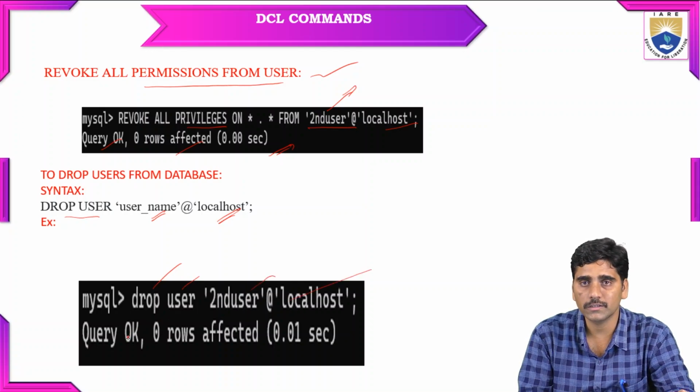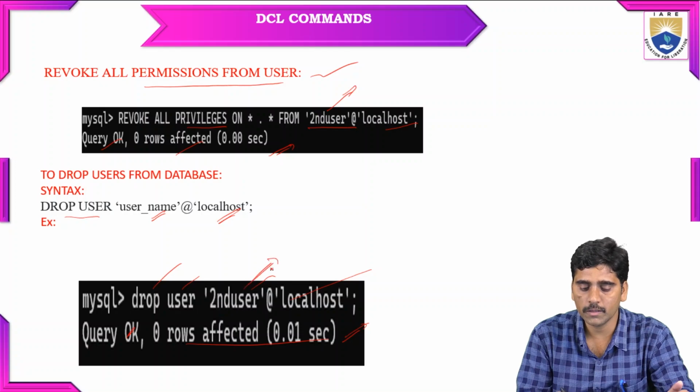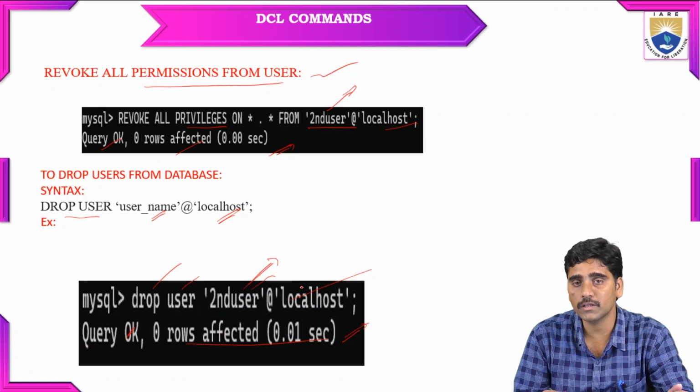Now the query is executed. Query OK, 0 rows affected. That indicates the drop user command executed successfully, and the user with the name second user was dropped from the database. So he was deleted from the database. So this is the way to drop your user from the database.